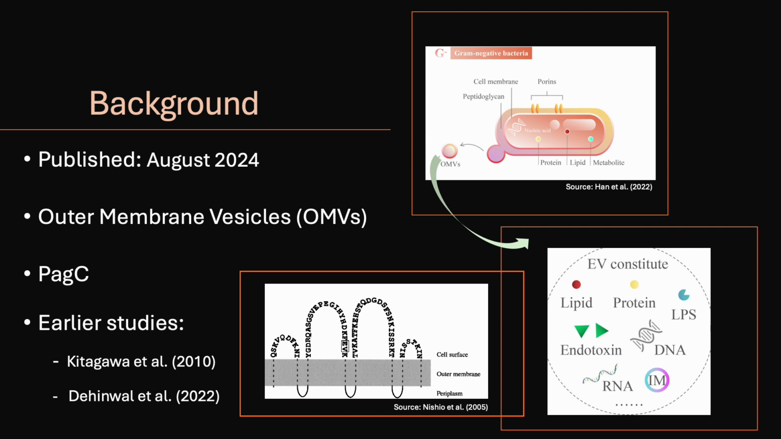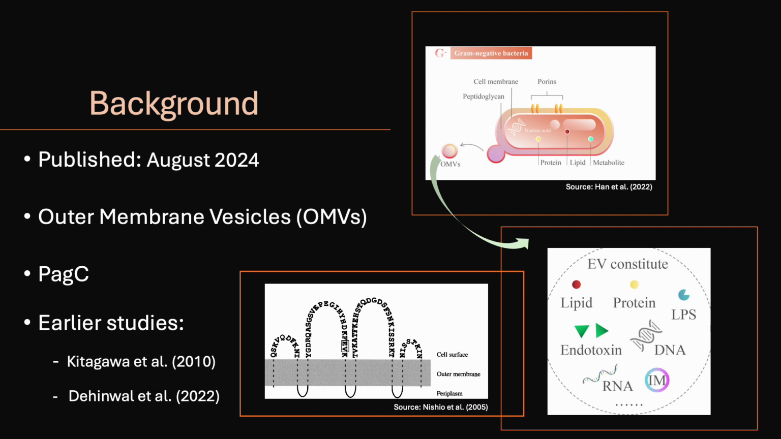Outer membrane vesicles can play a role in quorum sensing, biofilm formation, immune evasion, and several other processes important for microbe-host interactions. The formation of these vesicles can be triggered by various stressors or factors that affect the structure of the outer membrane and the cell envelope. Some of its constituents are shown on the bottom right image, which includes lipids, proteins, LPS, RNA, DNA, and sometimes endotoxins. Now, in this study, they focus particularly on PagC.